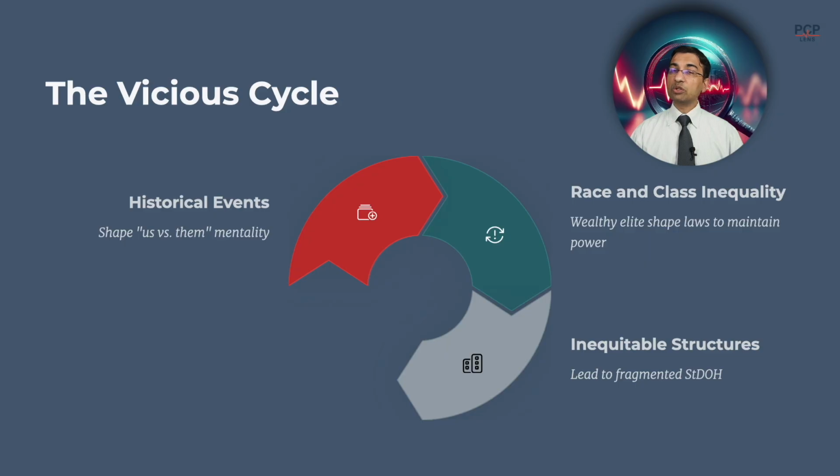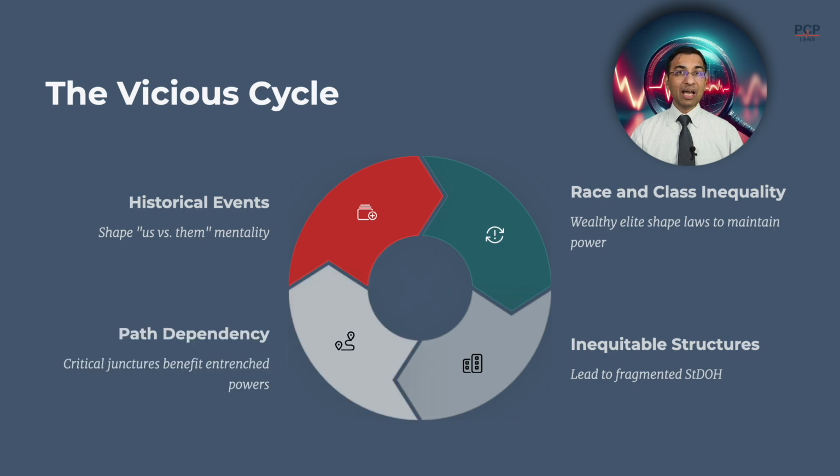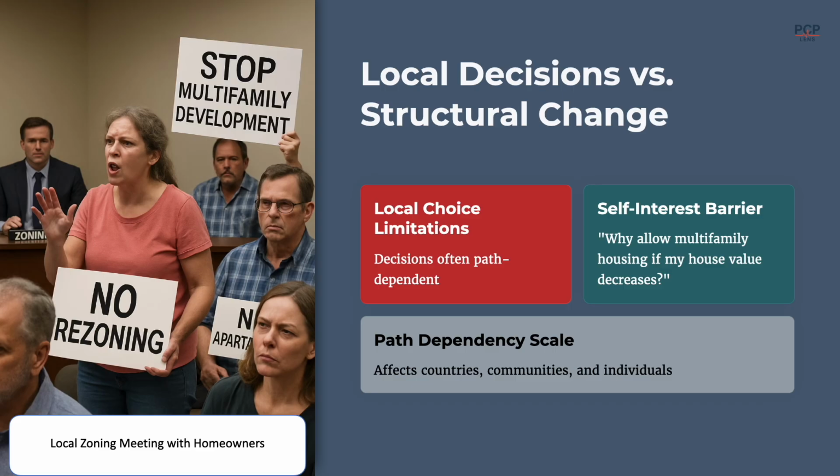These power plays lead to fragmented infrastructure, which maintains structural advantages for people who are wealthy while denying access to resources for the poor. Due to path dependency, people with entrenched interests and powers continue to influence laws to maintain their advantage. And these entrenched interests can be regular people like us. Imagine a local zoning meeting to incorporate multifamily housing. Most of us don't want that in our backyard, as building affordable housing will decrease our house prices.